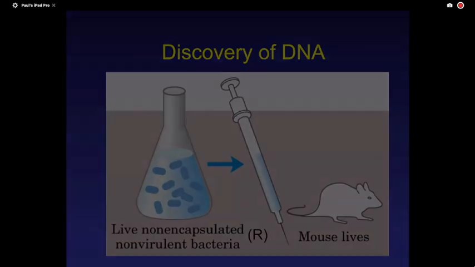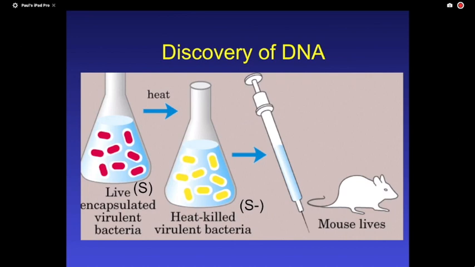Okay? And so this is something we also did. We took the live encapsulated virulent bacteria and we heated it. We took that heated mixture and we injected the mouse, and the mouse lives. All right. And so inside the cell there are basically three kinds of molecules that are important. One, the DNA RNA. Okay, we didn't know what that did.